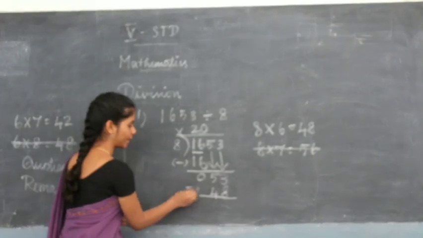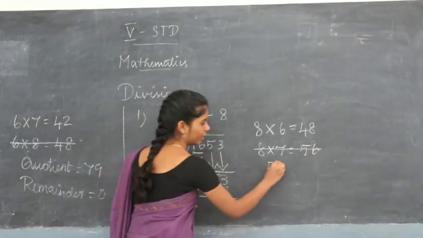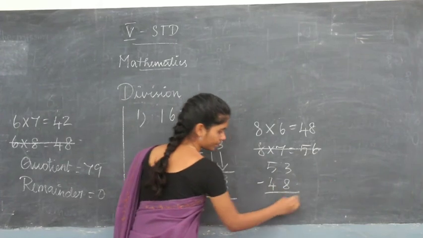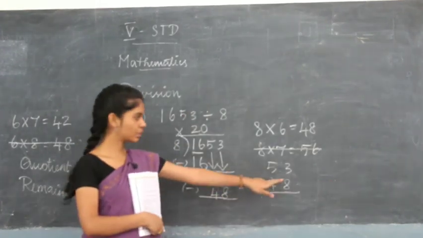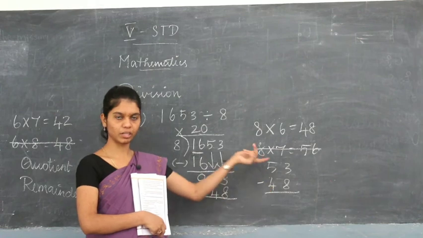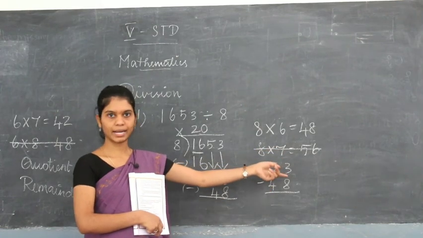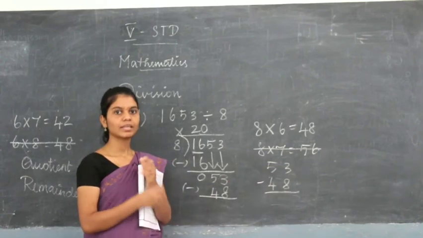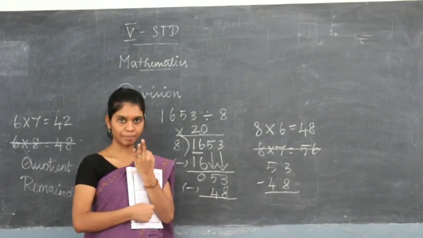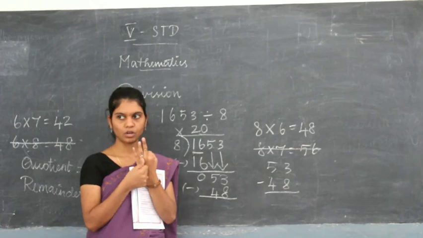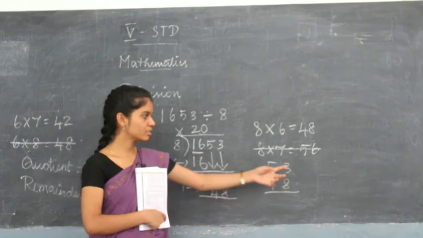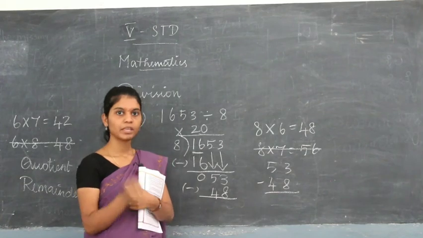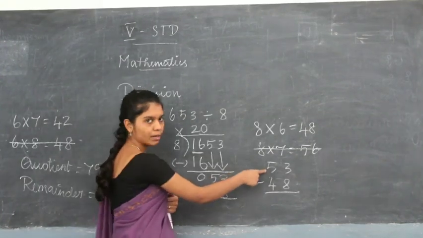Now what you should do? You should subtract them. 53 minus 48. Now look at this last digit. Whenever you are subtracting, you will start from the last number, right? So here you have 3 and here you have 8. Can you subtract 8 from 3? No, you cannot subtract. 3 is the smaller number, 8 is the bigger number. So what you should do? You should borrow from the previous number.